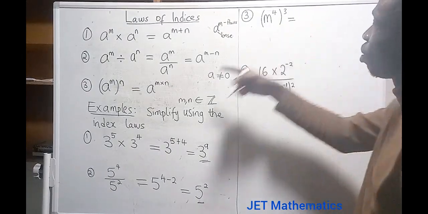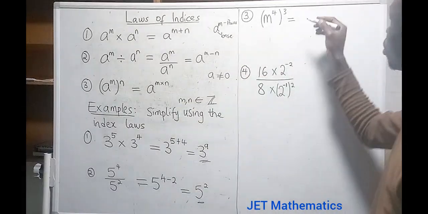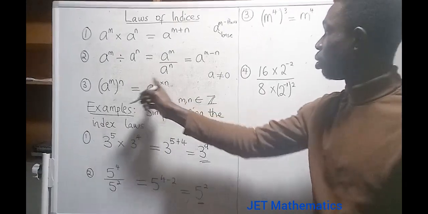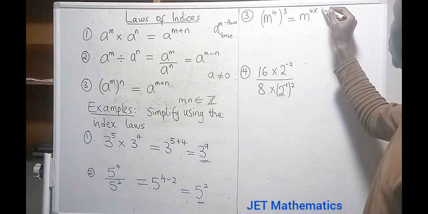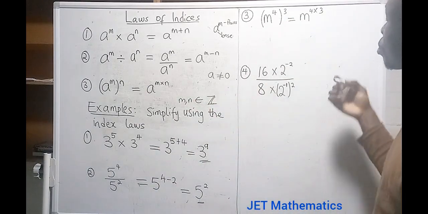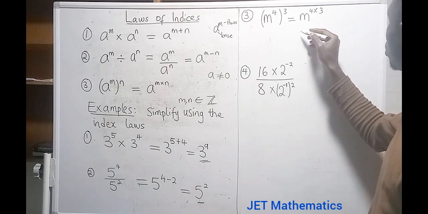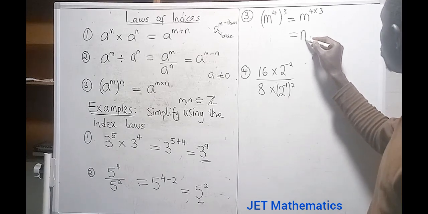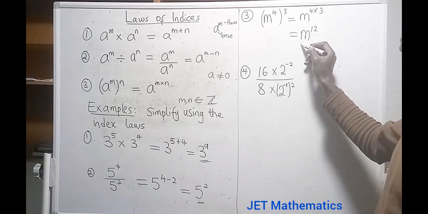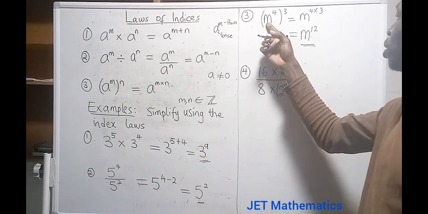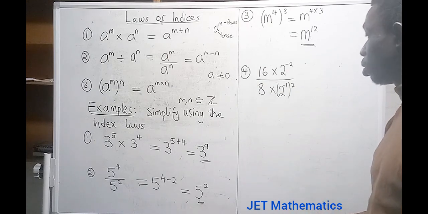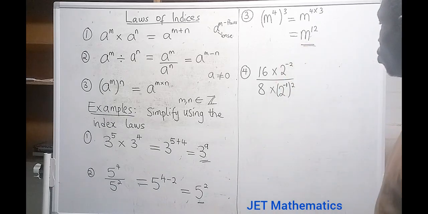This is just a case of law 3 here. So it's the same thing as writing m raised to the power of 4 times 3, just as we have in this law. Okay? So this gives us m raised to the power of 12. 4 times 3 is 12. So this is the answer to this. So you see here, m is not a number, it's just a variable or an alphabet. So you leave your answer like that.